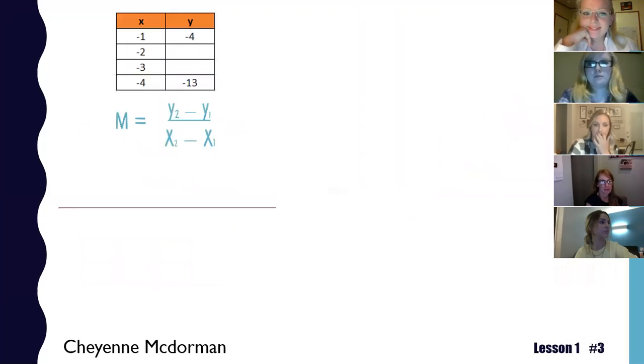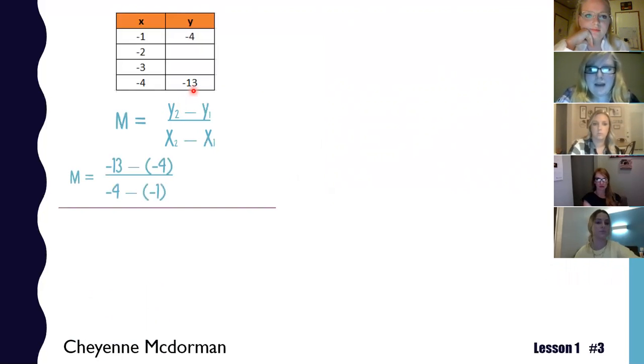You're welcome. So in part C, we're going to be taking the y2, which is -4, and subtracting it. My bad. -4. Okay, -13 and subtract that by -4. And then you're going to put that over -4 and then subtract that by -1. So it's going to be -13 minus -4, which will give us -9 over -3. And that will give us a slope of 3.